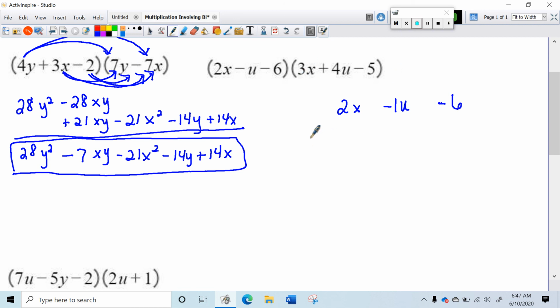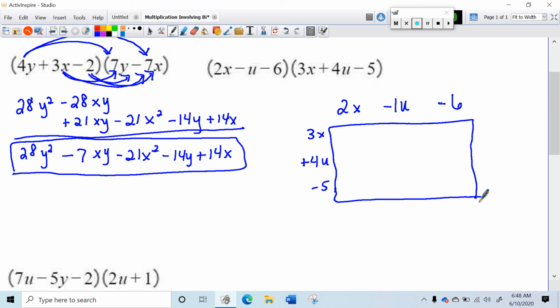The next trinomial goes vertically. So 3x plus 4u minus 5. Probably should have spaced that out a little bit more. You'll see why in a moment. Make a rectangle underneath and separate the terms with vertical and horizontal lines. Now you multiply up and over. So I'm going to do 2 times 3. 2 times 3 is 6. I've got two x's there, so that's x squared. And you just continue the pattern for each box, up and over.